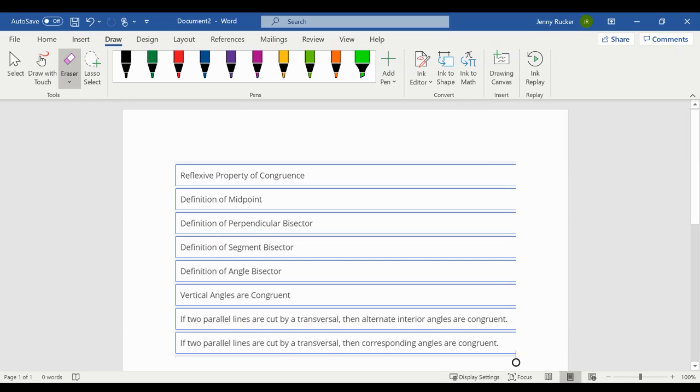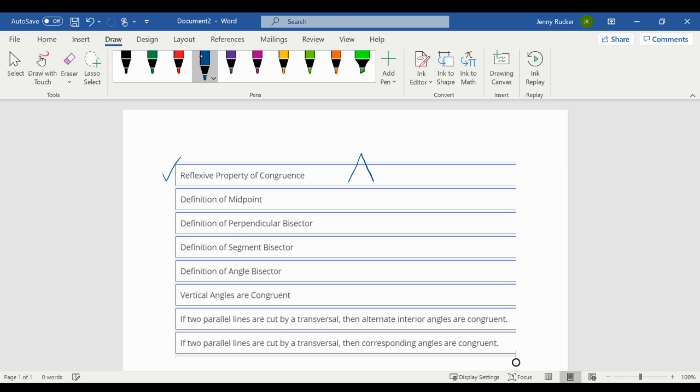In this problem, we are asked which of the following could be used to conclude congruent segments. The reflexive property of congruence can be used to show two segments are congruent. This property is used when two triangles share a side.